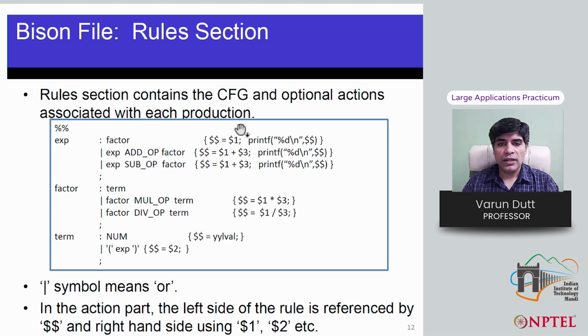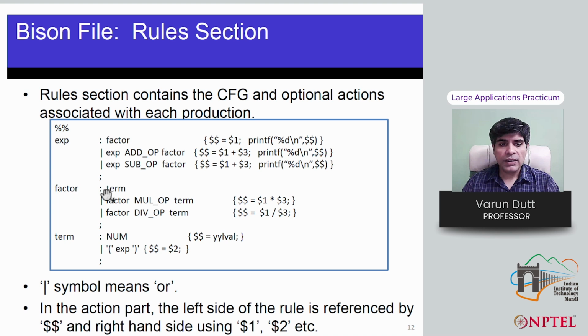If it's a factor, then $1 refers to this factor. $$ is a variable in Bison, which allows us to capture the non-terminals. In this case, $1 refers to this exp and $3 refers to this factor, and we are basically summing the two. And in this case, the same way we are summing the two. And remember that we are writing context-free grammars and we are trying to print the value of $$. Generally a rule ends with a semicolon.